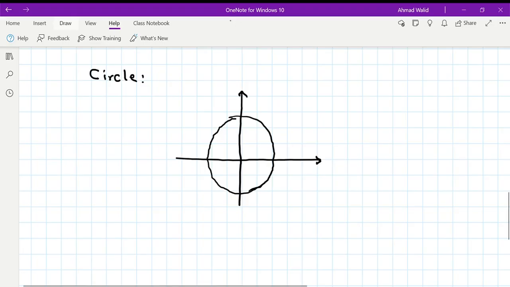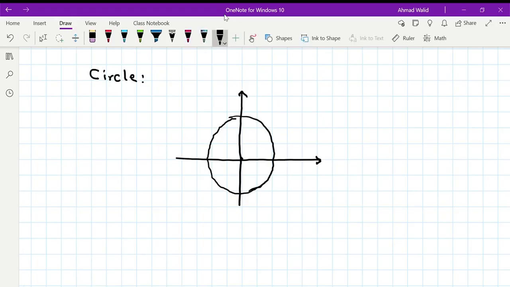If I draw a line from here, from the center to any point on a circle, we call this distance the radius, correct? Everyone knows what the radius is, because all the points on a circle have the same distance from a point that we name what? Center, correct? Let's put here C.